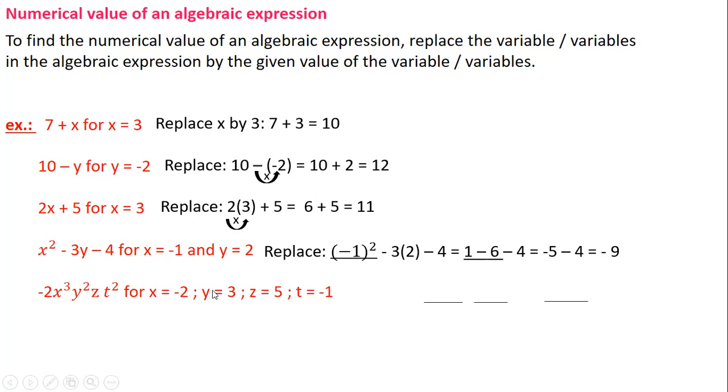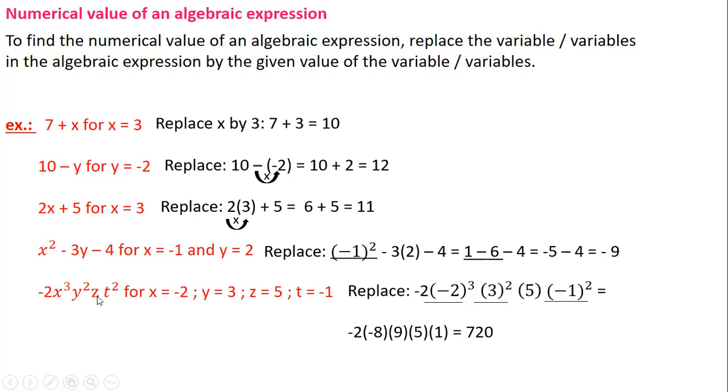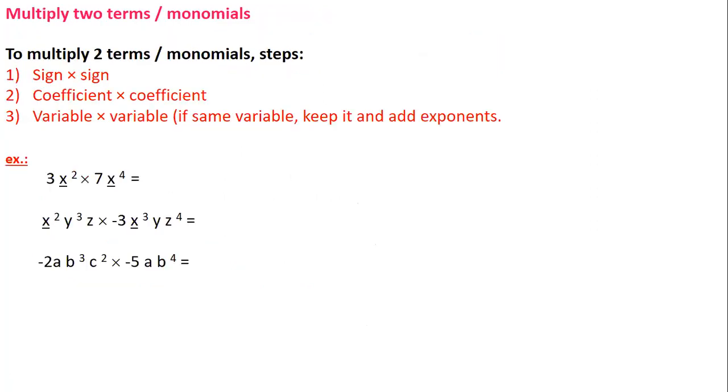X is given -2, y is given 3, z is given 5, and t is -1. Of course, we replace x, y, z, and t between parentheses since they all have exponents and they are multiplied by each other. This exercise should be practiced on draft after watching the video.